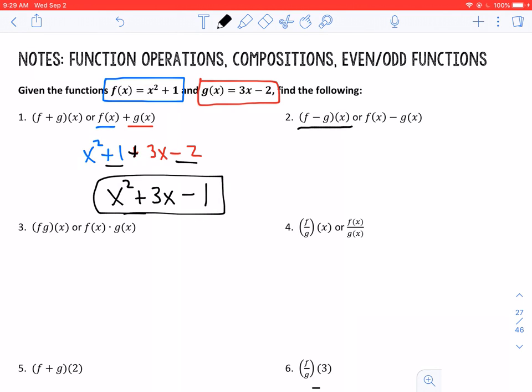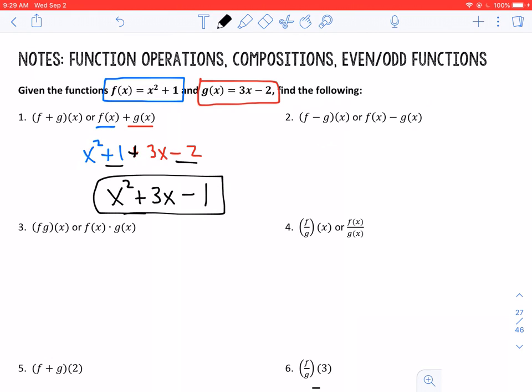Well, just like earlier, that means the same thing as f of x minus g of x. So again, when you see this, it means this. A lot of times on a test or a quiz, I'll ask you, what's f minus g of x? And it's your job to know, oh, f minus g of x is just asking me to take f of x and subtract g of x. Those mean the exact same thing. There is no difference in those two statements. So be familiar with both.